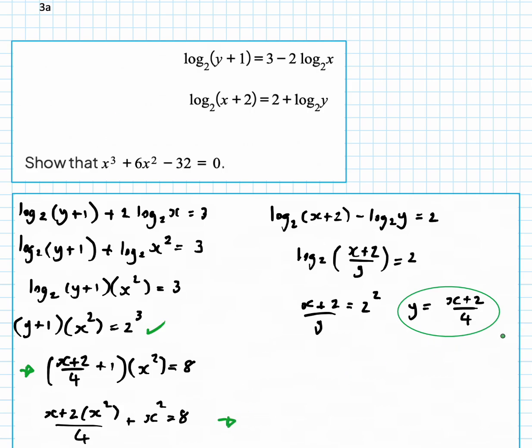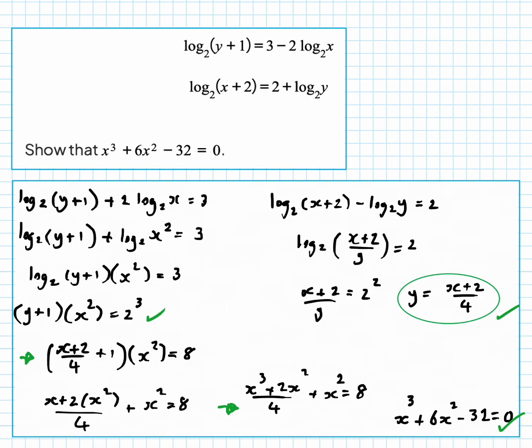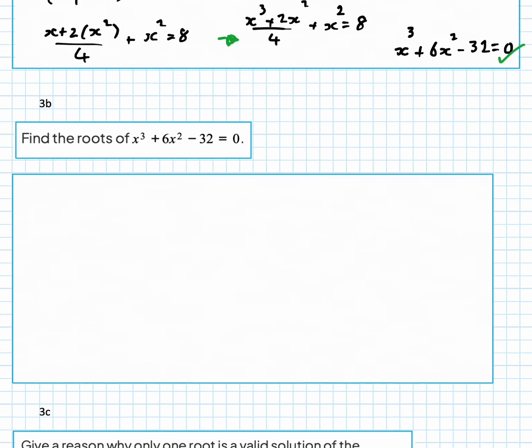And from there, you can multiply across by 4 on everything. Multiply the brackets first as well, of course. So you end up with x cubed plus 2x squared over the 4, and then plus x squared equals 8. So get rid of that 4 by multiplying on both sides. So you'll have x cubed plus 2x squared plus 4x squared equals 32, and put those two middle parts together: x cubed plus 6x squared minus 32. And that's the answer for that. We've just shown what was asked.